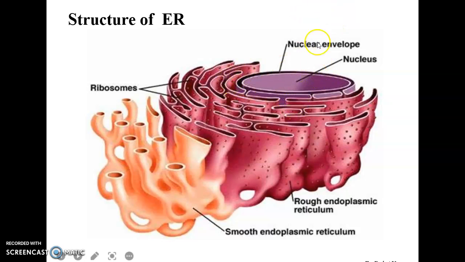There you can see that there are two different portions of the endoplasmic reticulum. This one seems very smooth and this one seems very rough. The rough endoplasmic reticulum is rough because of the presence of ribosomes all over the surface, and the ribosomes are involved in the process of protein synthesis. And this smooth surface, known as the smooth endoplasmic reticulum, lacks ribosomes.